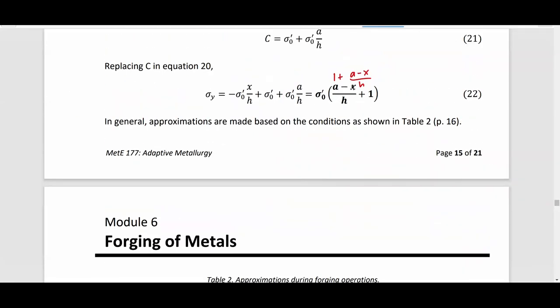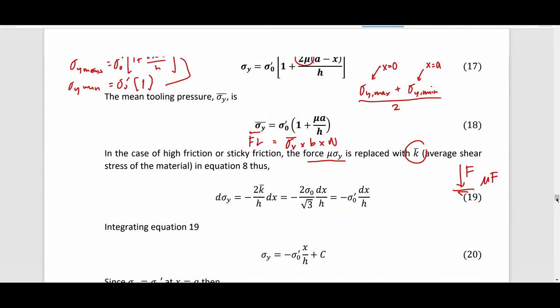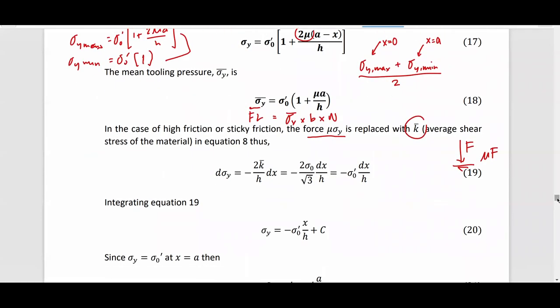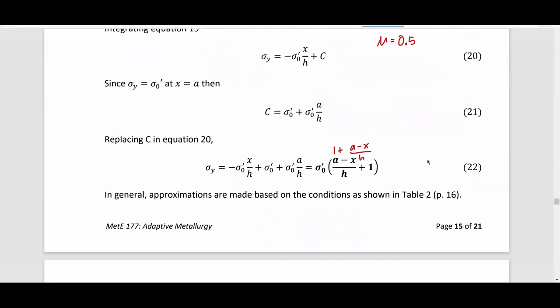Naging ano lang siya. A minus x over h. And actually, we can say that dito, our mu, when you have sticky friction, no? A condition of sticky friction, we can use this general equation, ito, 2 mu a minus x. But instead of using mu, ang gagamitin natin for sticky friction, we use 0.5. No? So if you input 0.5 dito, 2 times 0.5 is just 1. That's why magiging ganito siya na form. Okay, so medyo analogous naman sila. So just remember that if you have a sticky friction, you always input mu is equal to 0.5 such that magiging ganito na yung form niya.